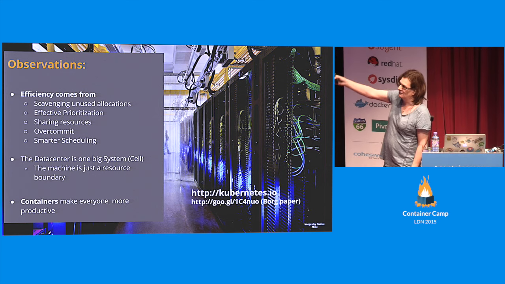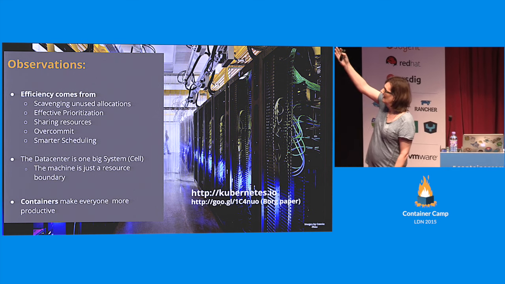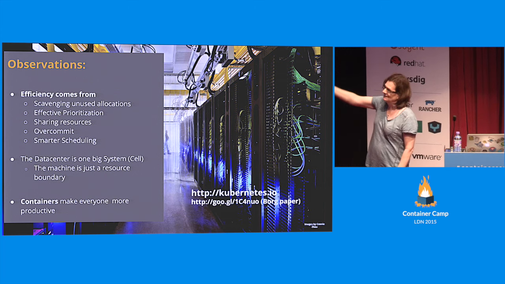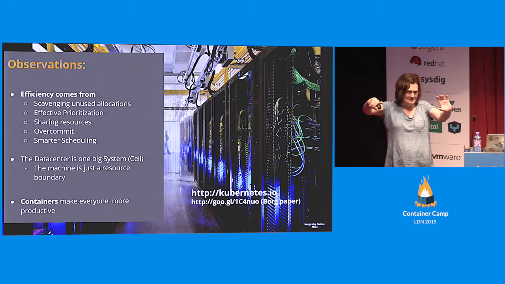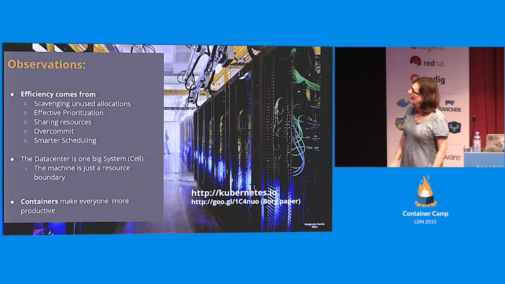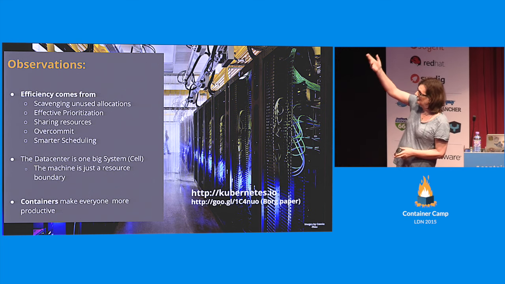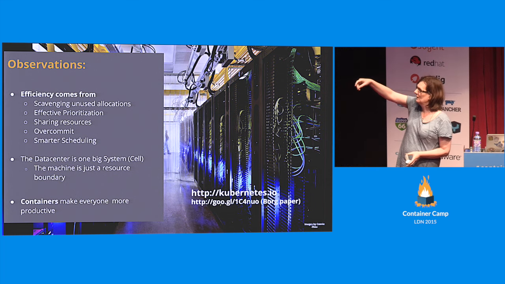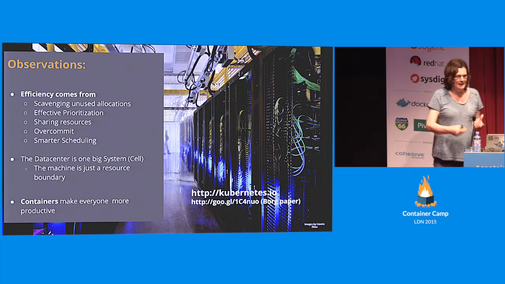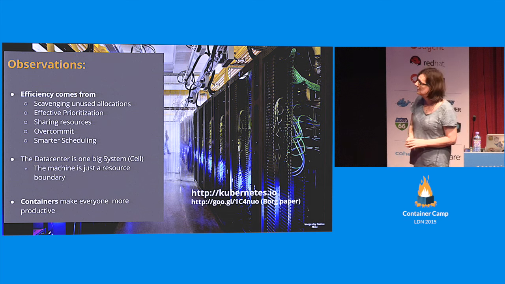And so some observations. Some of these I haven't covered. I've had to cut lots of slides, but we scavenge unused allocations, as you saw. That big green space is stuff we use for our batch jobs. Effective prioritization. Prioritization is massively important. We have to get that right, and we spend a long time getting it right. Sharing resources and overcommit I've not really covered, and also smarter scheduling. So this is the whole bin packing, understanding where we can schedule a job.